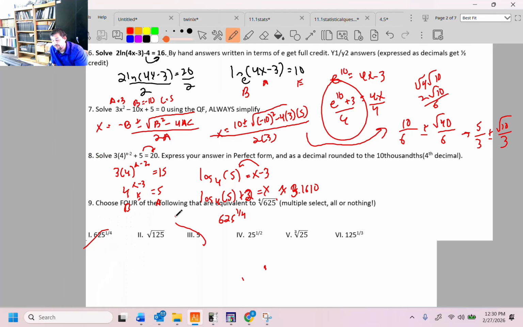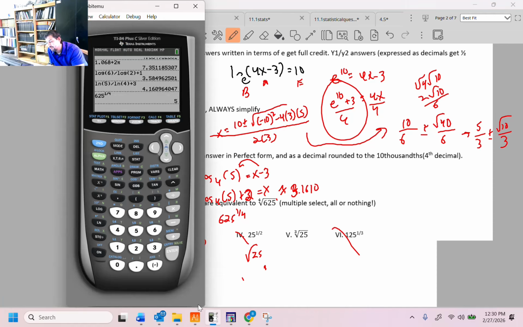And it's 5. That gave me choice 3. 25 to the 1/2 is a square root function. Choice 4. Choice 6, because, you know, that is literally saying the cubic root of 125. Watch. 5 times 5 times 5 is 125.